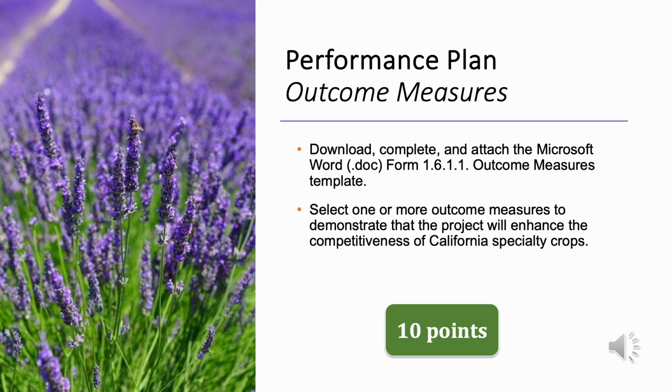Today's FAST demonstration will show you exactly what the Attachments tab looks like and how to upload a file. In the template, you will need to identify one or more outcome measures to demonstrate the project will enhance the competitiveness of specialty crops in California. A later presentation will cover the outcome measures more thoroughly, so we won't go into further detail here. The outcome measures template is worth 10 points.